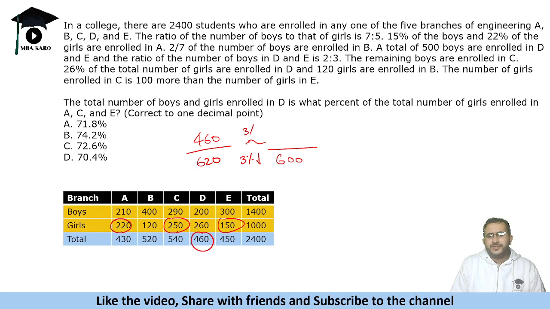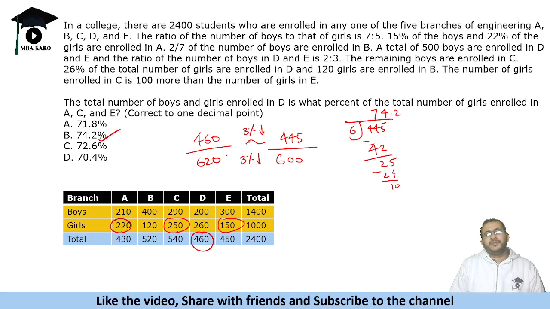Take 3% less of this. 4 into 5 into 6, we can take 15, right? Closely, roughly 3%. So that is 445. So 445 by 6, if you do, we get 7 is 42. Then we have 25. So 74.2. So somewhere around 74.2. So that will be our answer. So this is how we can approximate the numbers, right? Approximating the fractions and calculating the percentages.